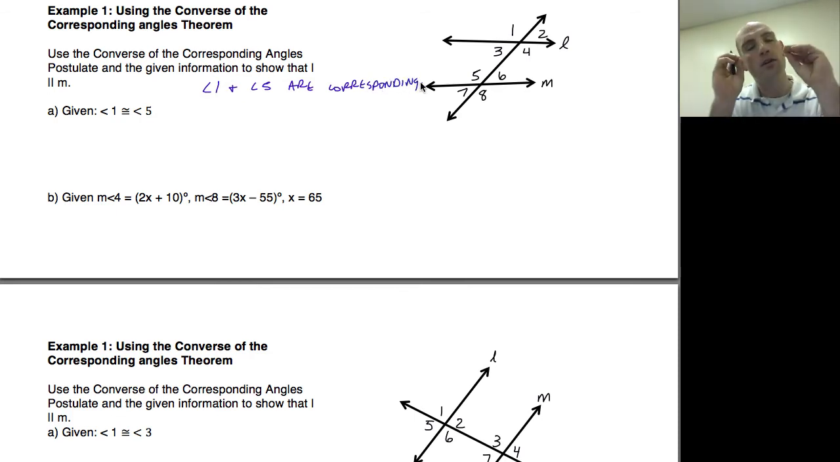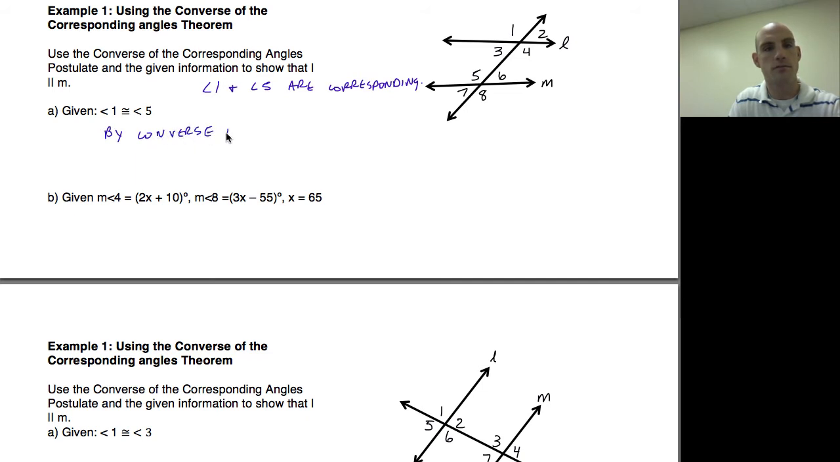You should think to yourself, how do I want them to relate in order for the lines to be parallel? Well, corresponding angles are one of those sets that we want to show congruent. And so if they've given that it's congruent, we can say by the converse of corresponding angles theorem, L is parallel to M, because those are the two lines that form the 8 angles when cut by the transversal.